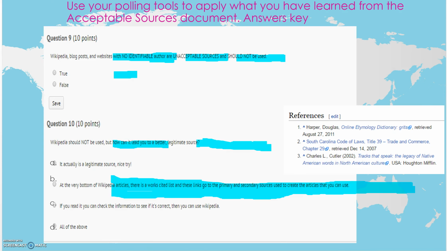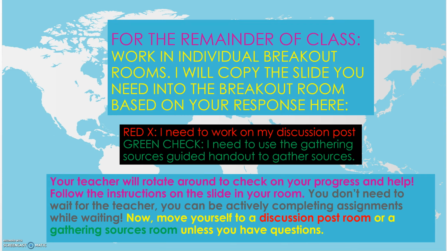So we just talked about those things. If you can't identify the author, you don't know where their sources come from, you shouldn't use it because you don't know whether it's true or not. Wikipedia, we can't cite Wikipedia, right? But we can use it as a place to start, and those references that exist at the bottom are a way for us to do so.